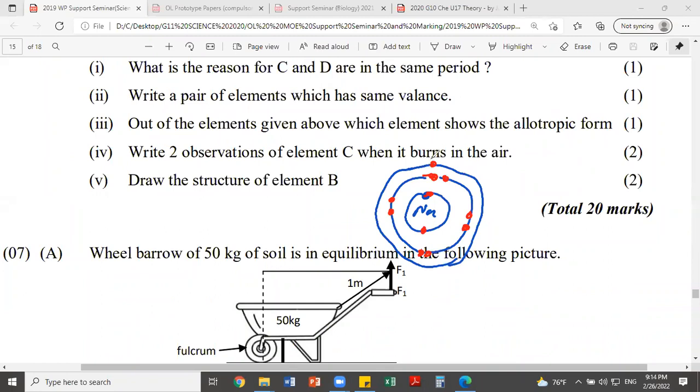Right. Then question number 7 I will discuss next. Now I discuss one complete essay type question. Question number 7 I'll discuss next day.